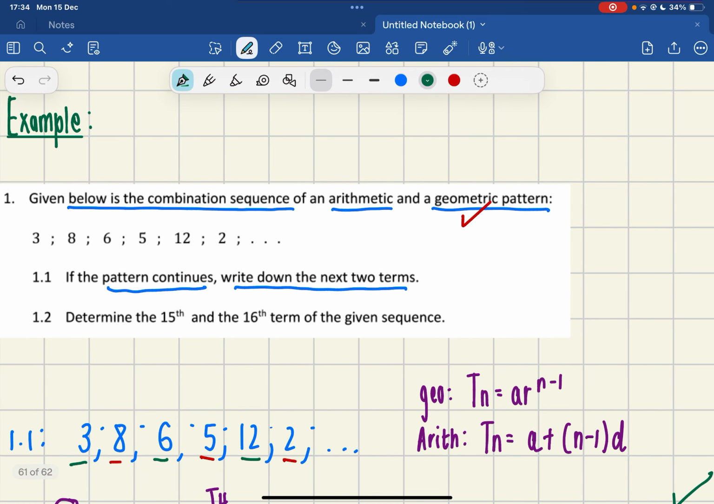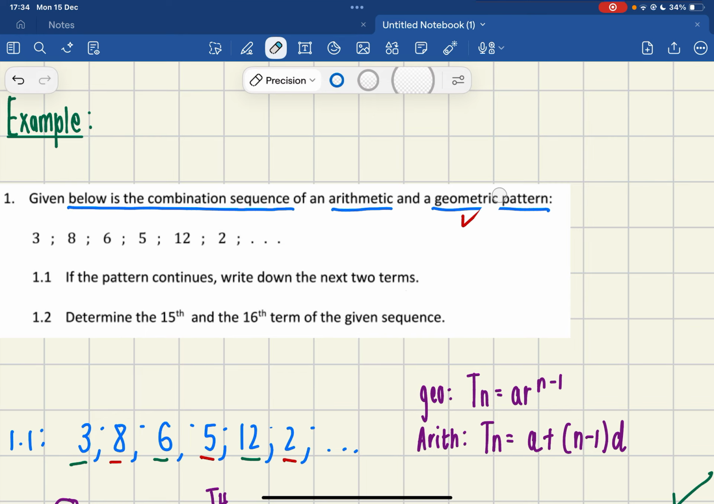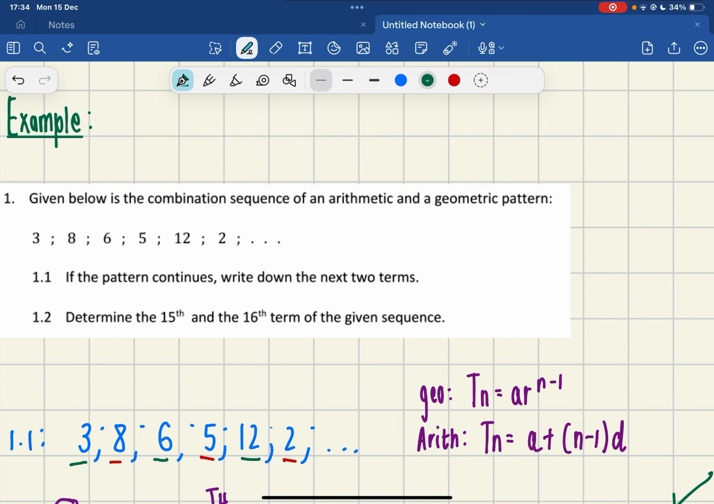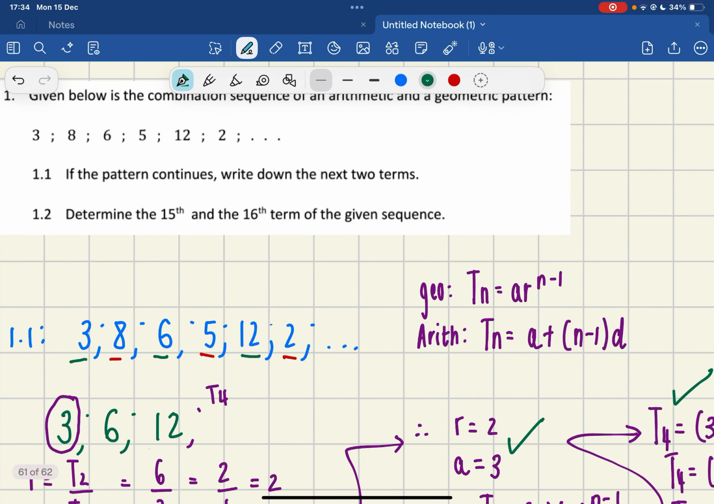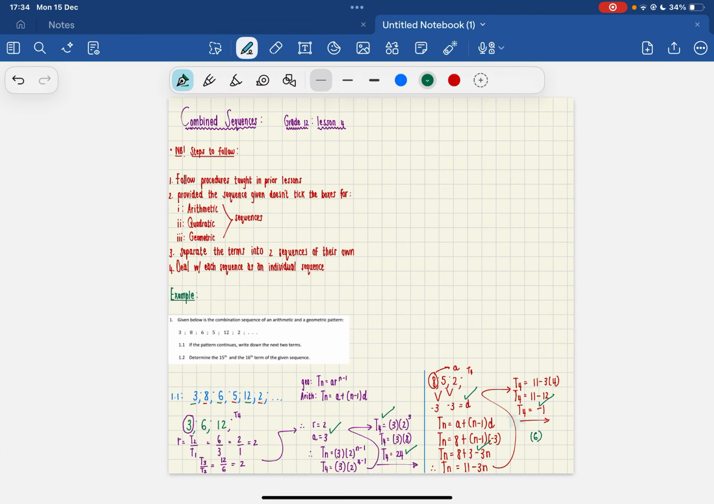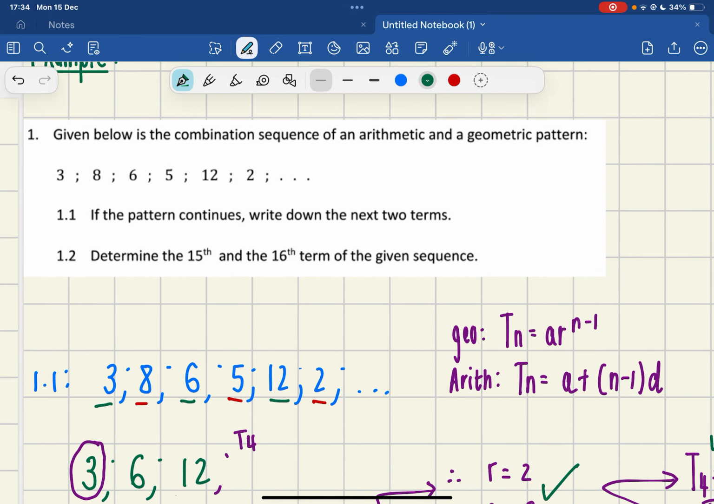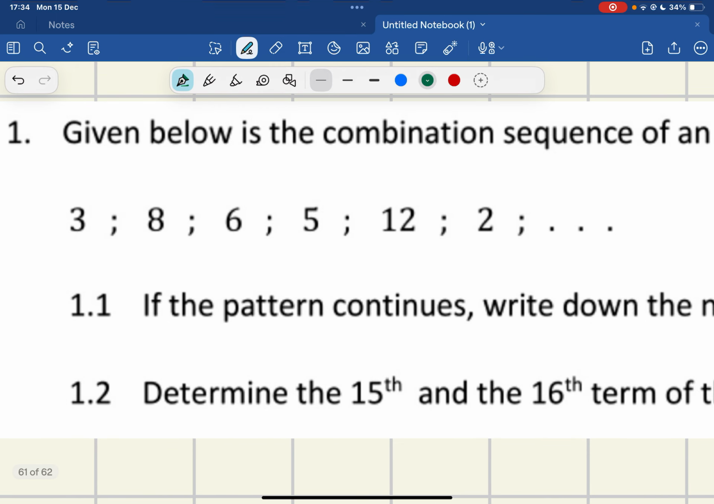Question 1.2, boys and girls. Question 1.2. Now, question 1.2 says, determine the 15th and the 16th term of the given sequence. Okay. So, boys and girls, 15th and 16th term.